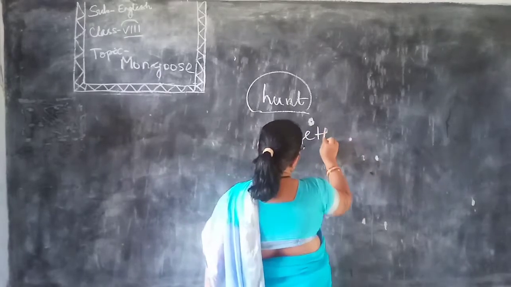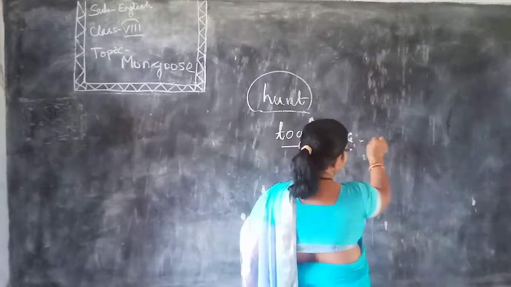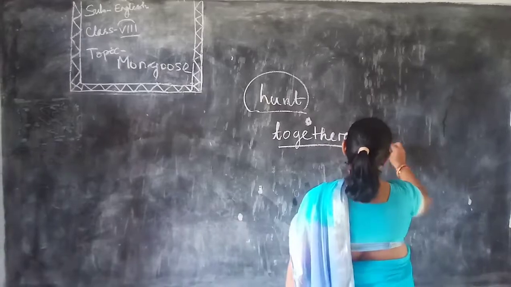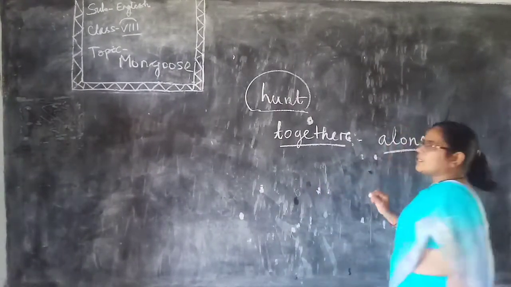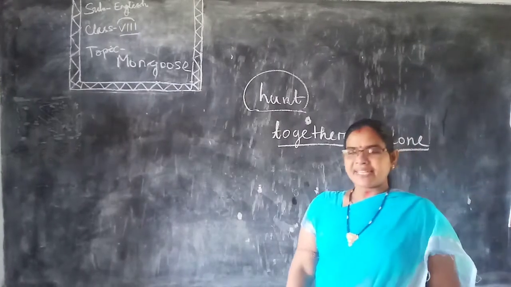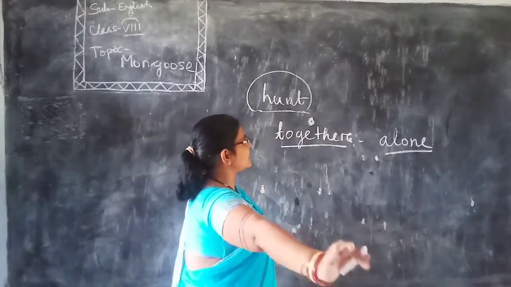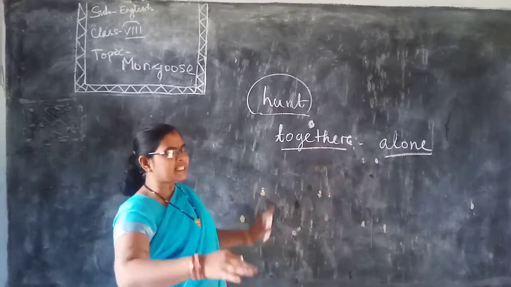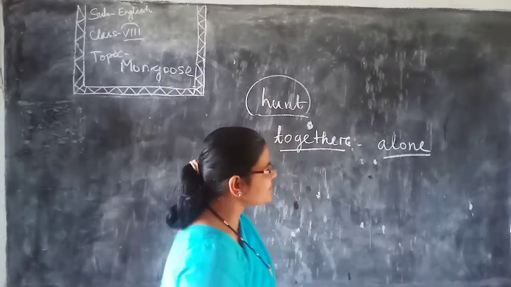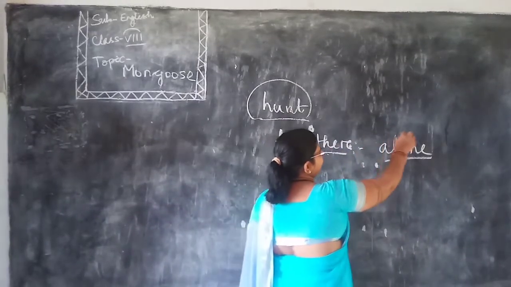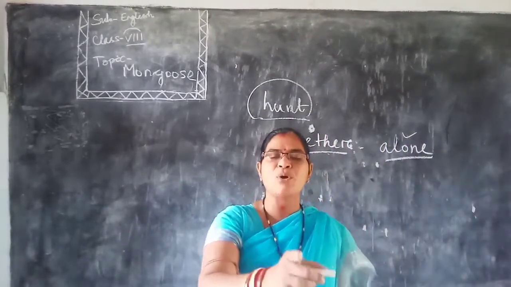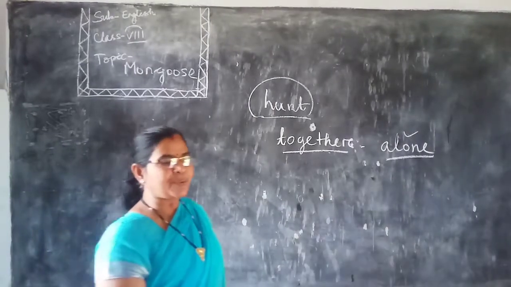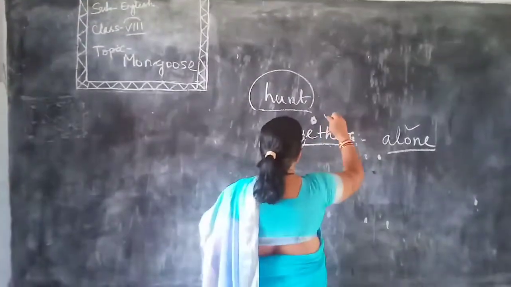What is it? Together. Can you tell me the opposite word of together? That is alone. This is the scene of the COVID-19 era now. In that scene, you are staying at your home alone. You are not coming to the schools. You are not allowed to sit together in the school campus. Am I right? So, the opposite word of together is alone. You are staying at your home alone. But here, what nature of mongooses do you find? Mongooses like to hunt together.